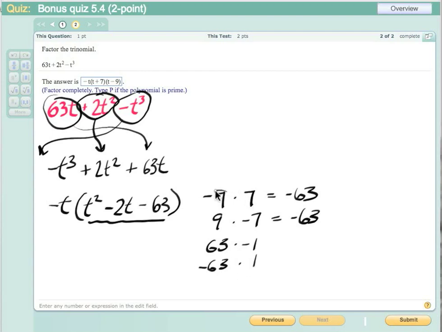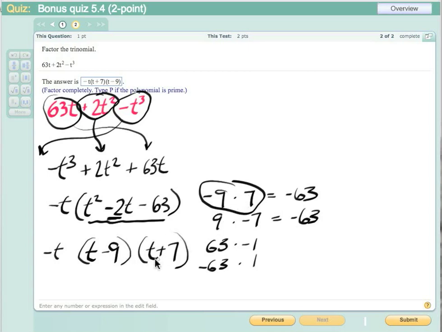The game is you're looking for the pair, the magic pair, that multiplies to negative 63 and simultaneously adds to negative 2. And that's going to be this pair right here. As soon as you find that magic pair of numbers, you're done. All you do is you create your two binomials here, and you take t, in this case, that's the variable, minus 9 as one binomial. And since this is a positive 7, you take t plus 7. And there you go. That is this problem completely factored.